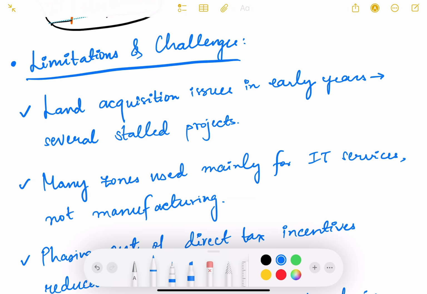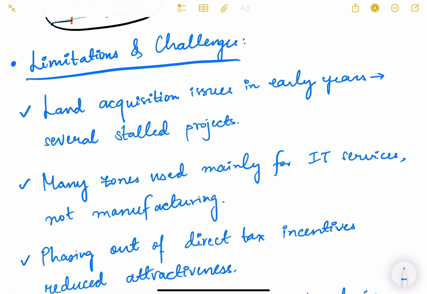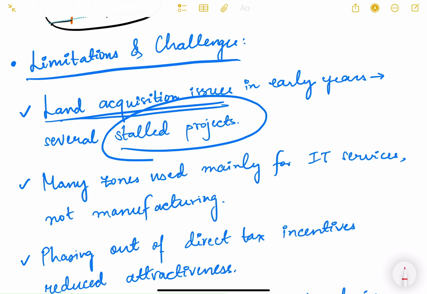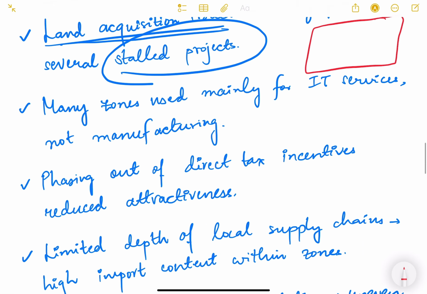Then what are some of the limitations of these SEZs? As I've told you, it was not a model which had 100% success. One limitation was land acquisition issues. In early years, there were several stalled projects. Many SEZs started, but progress stalled because of land acquisition issues. If you want to build an industrial cluster, you need to acquire land, right? Private land. And there are a lot of issues when it comes to acquisition of land. There's a lot of local protest, and people will demand more money. So those kinds of things happen.